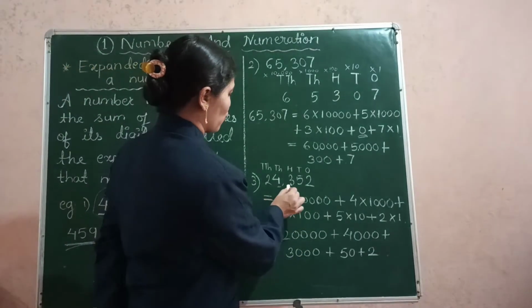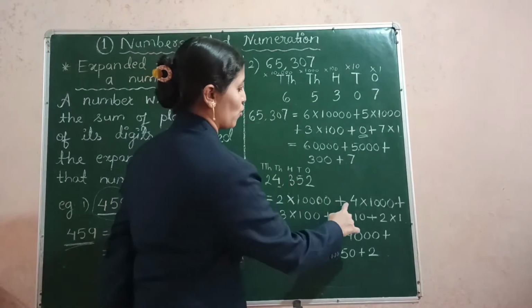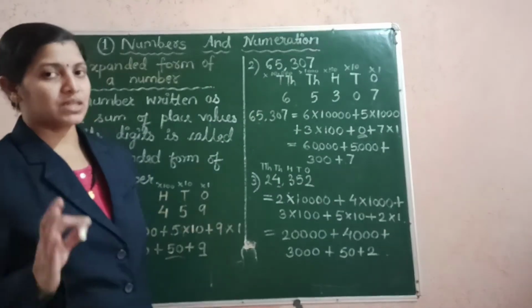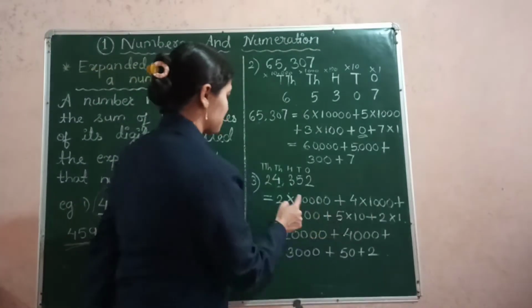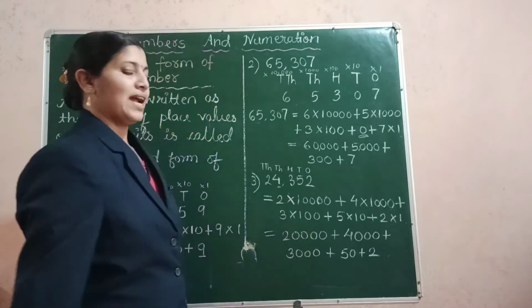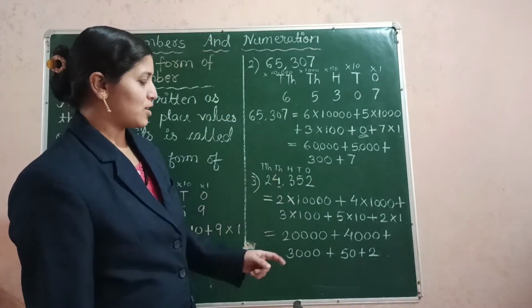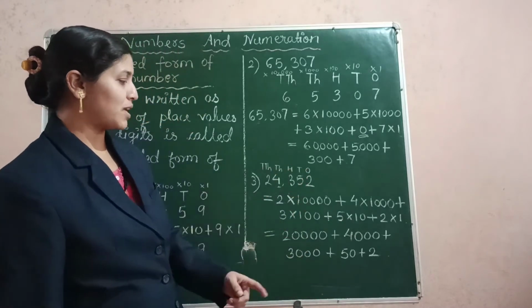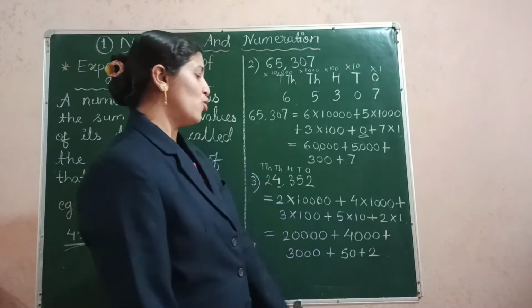Next is 4. 4 is in thousands place. So 4 into 1,000. 3 zeros. 1,000 is having 3 zeros in it. Plus 3 in hundreds place. So 3 into 100. And 5 is in tens place. So 5 into 10. And 2 is in ones place. So plus 2 into 1.